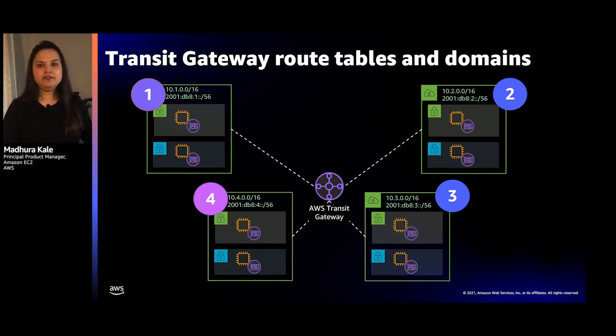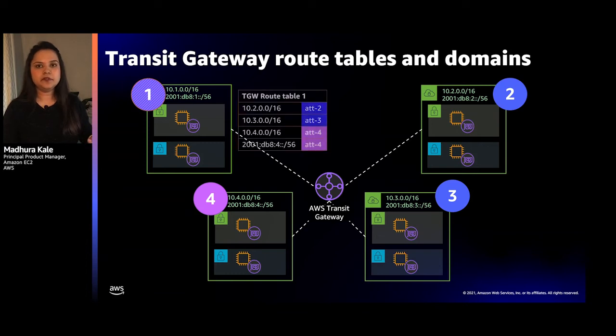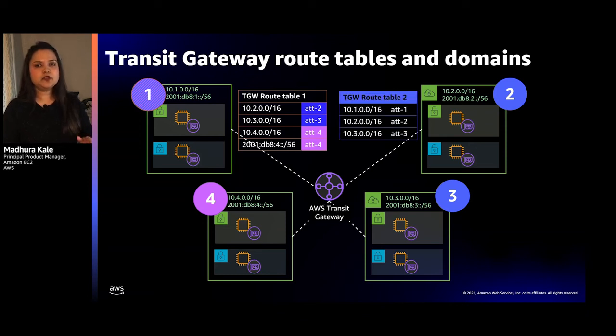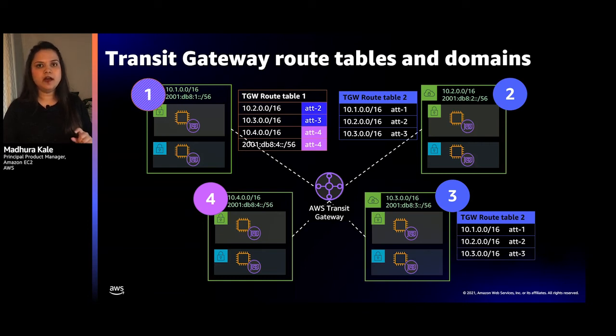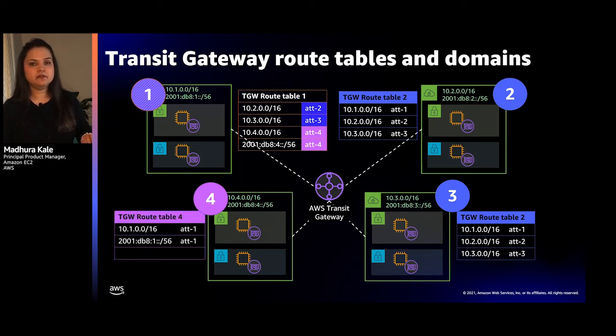Now, we have 4 VPCs, 1, 2, 3, and 4. VPC 1 is associated with route table 1 with routes to all the other VPCs 2, 3, and 4. VPC 2 and 3, on the other hand, have only routes to 1, 2, and 3. If you look closely, VPCs 2 and 3 have the same routing table that are associated with their attachment, which means that VPCs 2 and 3 belong to the same transit gateway route domain.